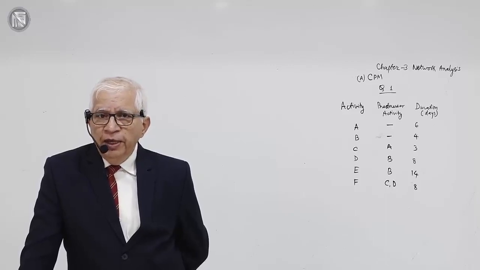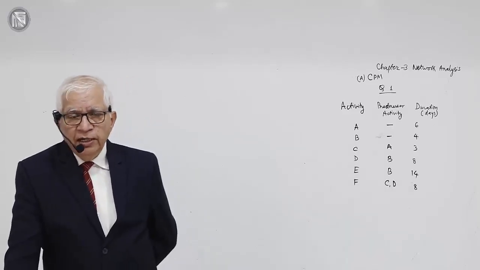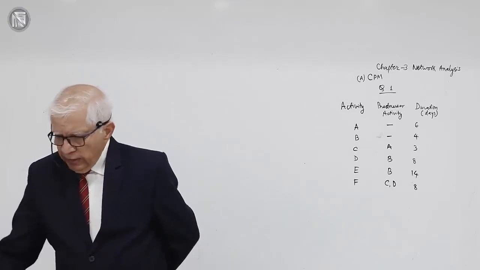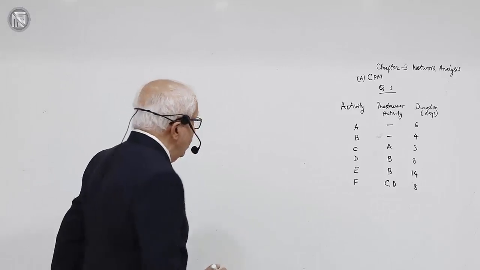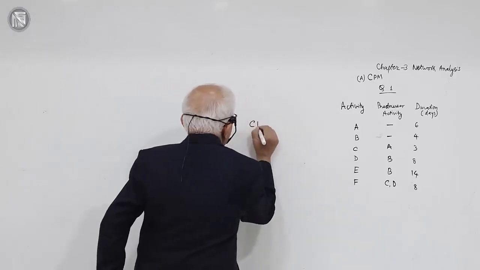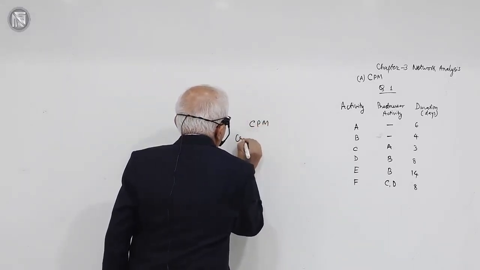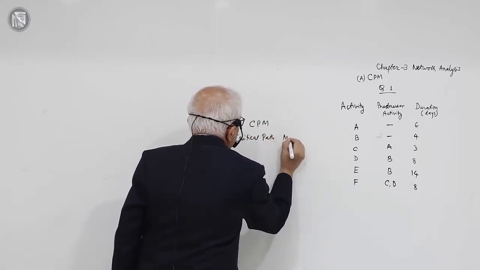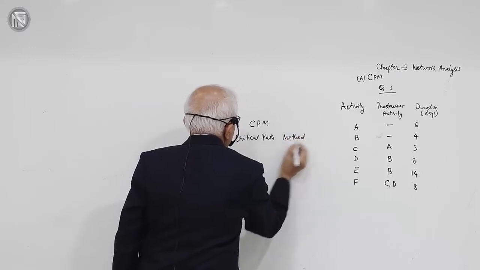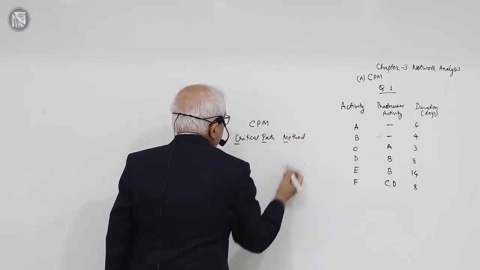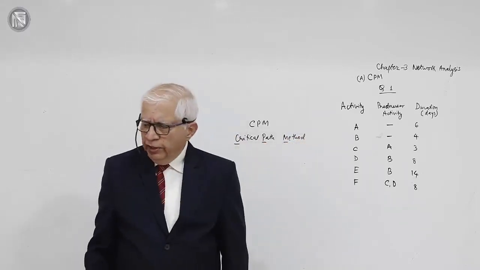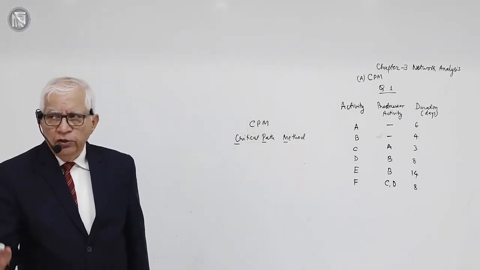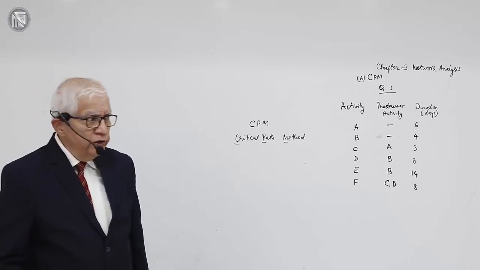First is CPM. The long form of CPM is critical path method. So I'll write here critical path method, that is the long form of CPM. CPM, critical path method. It's a network technique which will give us a lot more information than what is visible.